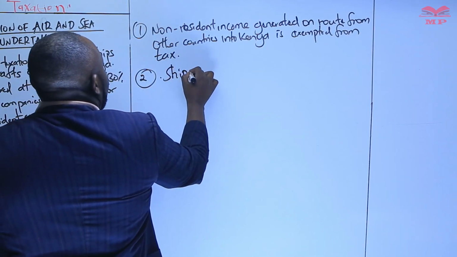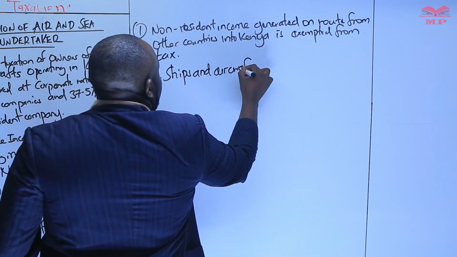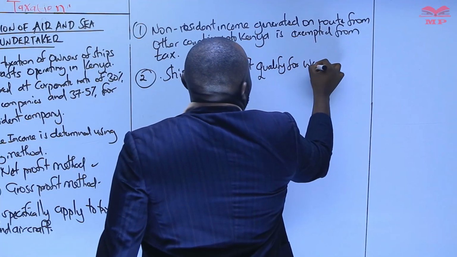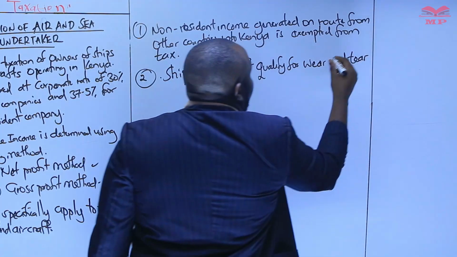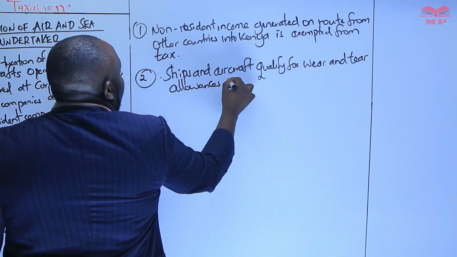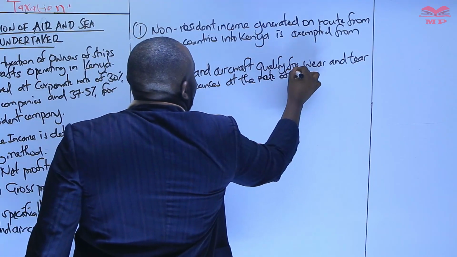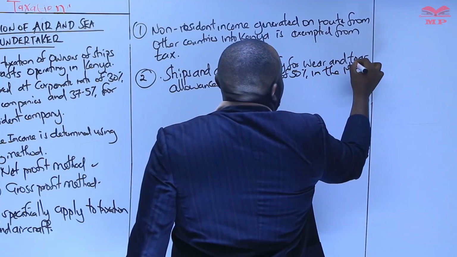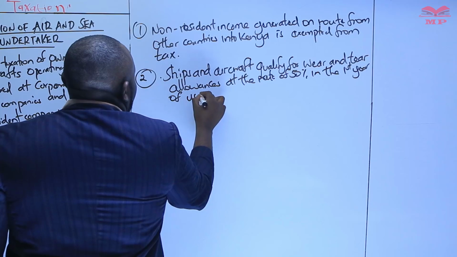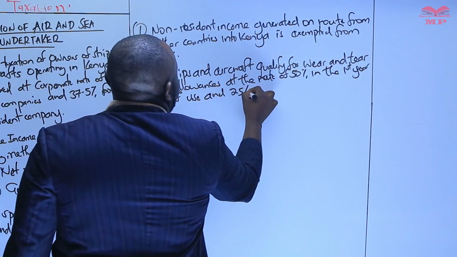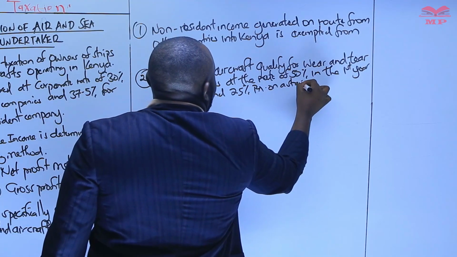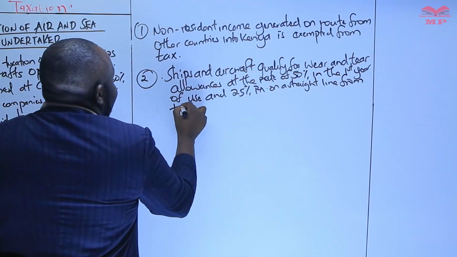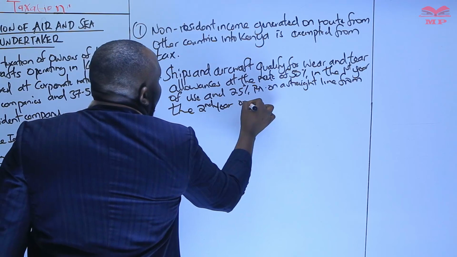So ships and aircrafts qualify for wear and tear allowances at the rate of 50% in the first year of use, and 25% per annum on a straight line from the second year on the remaining balance.